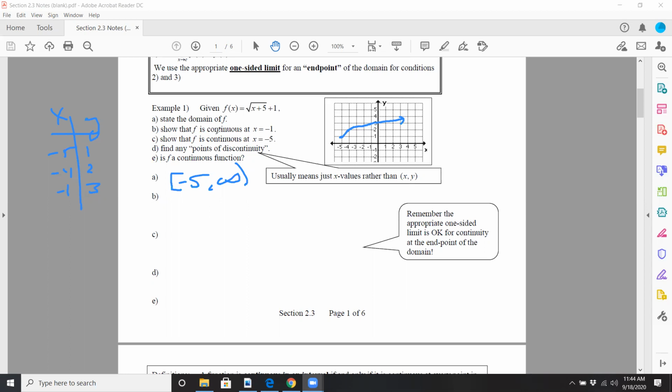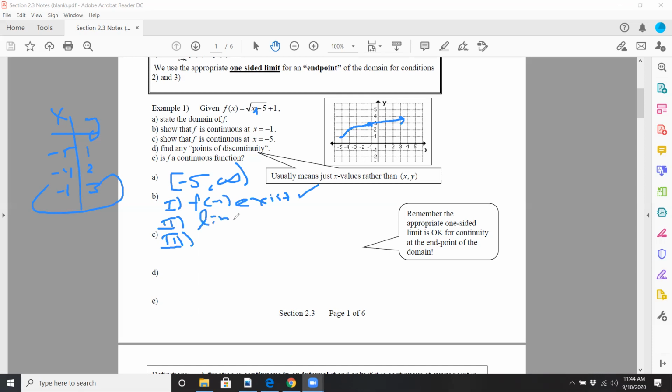Show that f is continuous at x equals -1. So here's x equals -1. So we go through 3 conditions. Sorry, I'm taking up some of the space here for C. Does f of -1 exist? Well, yeah, totally. Plug in -1. It's fine. You get an answer. I got one right here.